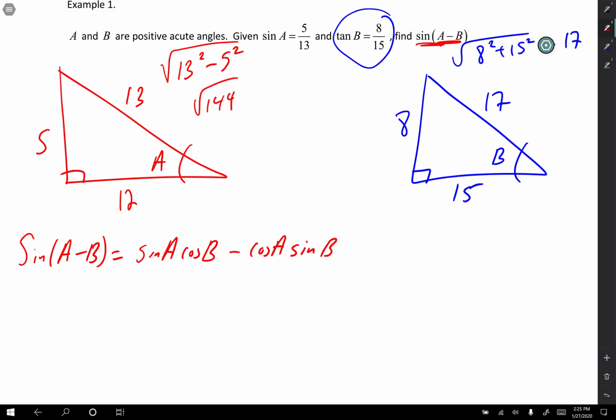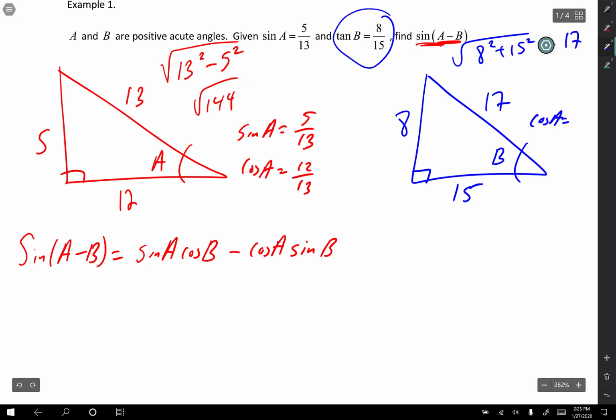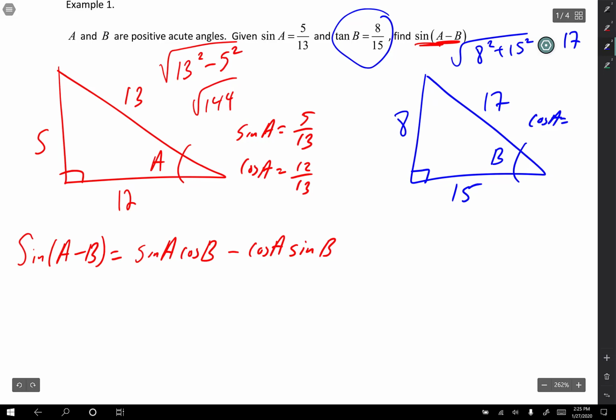So here we go. Here's A. Sine A was already given, 5/13. So I need cosine A. Cosine A is adjacent over hypotenuse, so that's 12/13. And then I need cosine B. So here in blue, cosine B is 15/17. And I need sine B. Sine B is 8/17.